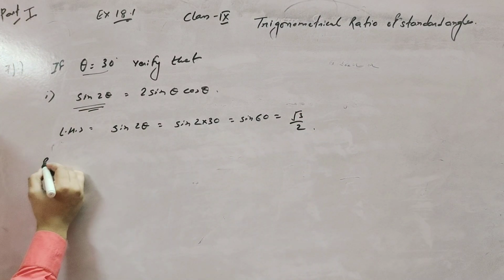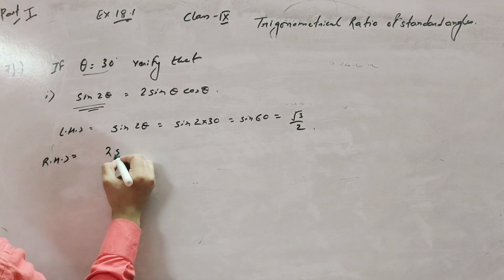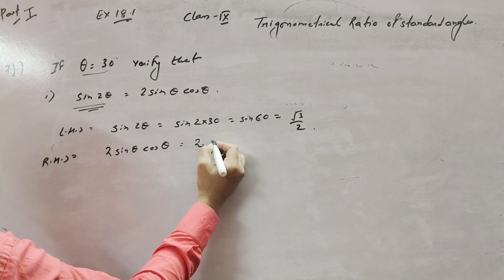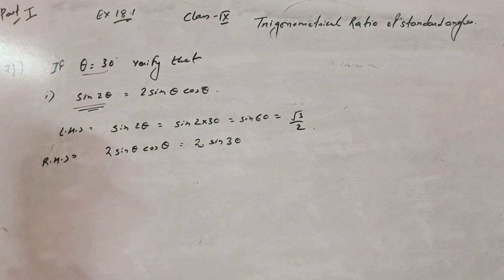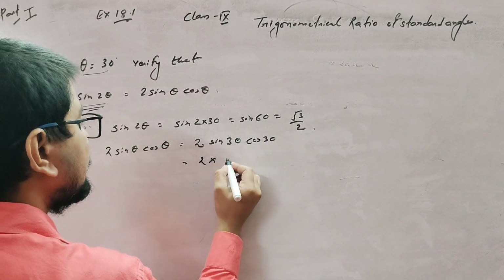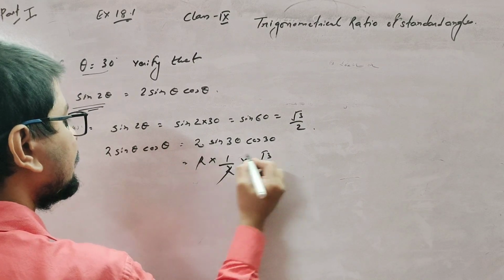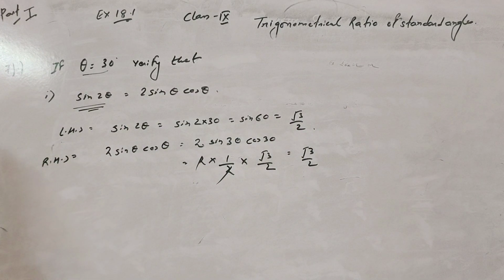Okay, now time for RHS. 2 sin theta cos theta. So sin theta, that means sin 30 degrees because theta value is 30 given, and cos theta, that is cos 30. So 2 sin theta is 1 by 2 and cos 30 is root 3 by 2. So 2 cancel, you see root 3 by 2. So LHS equals RHS, proved.